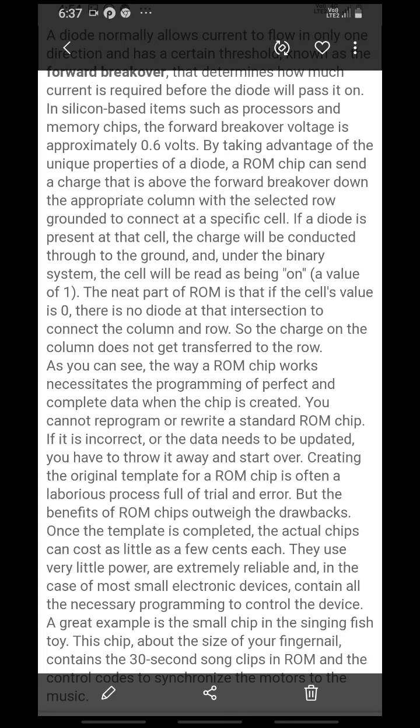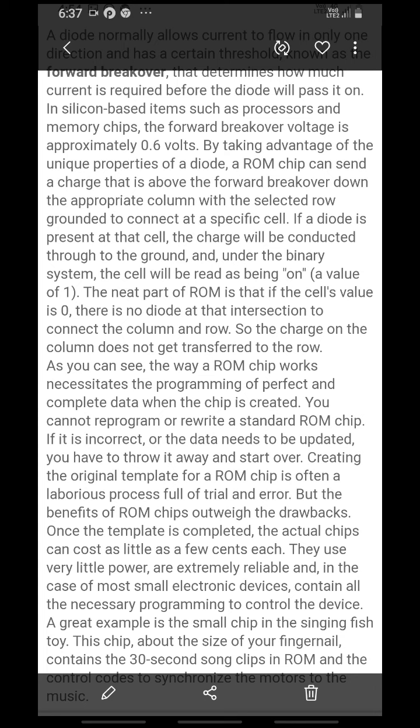The neat part of ROM is that if the cell's value is 0, there is no diode at that intersection to connect the column and row. So the charge on the column does not get transferred to the row.